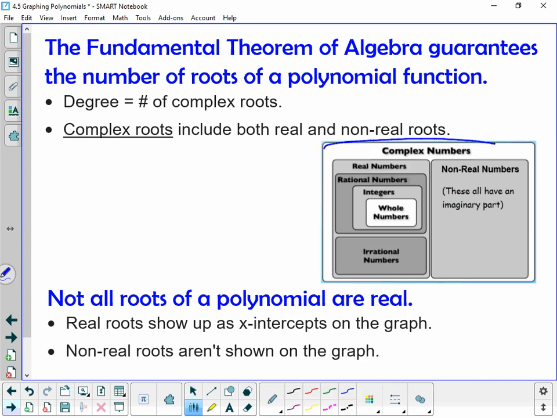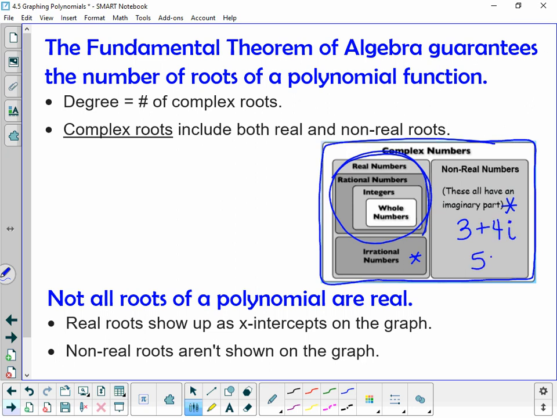That means in this entire number system, we're guaranteed that number of roots. Well, a lot of the ones we've been dealing with lately have been in this group. They've been real roots. But we could have roots that are irrational or that have an imaginary part. We call these ones non-real. So if we had a root of 3 plus 4i, or 5i, or negative 2i, or 1 minus 3i, those are non-real roots. So even though the fundamental theorem of algebra tells us how many roots or solutions we're going to expect, not all of them are going to be real.